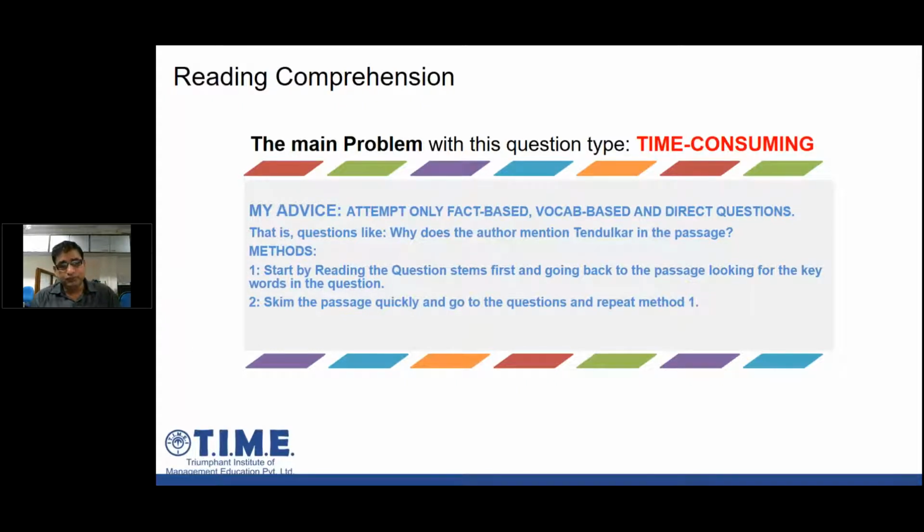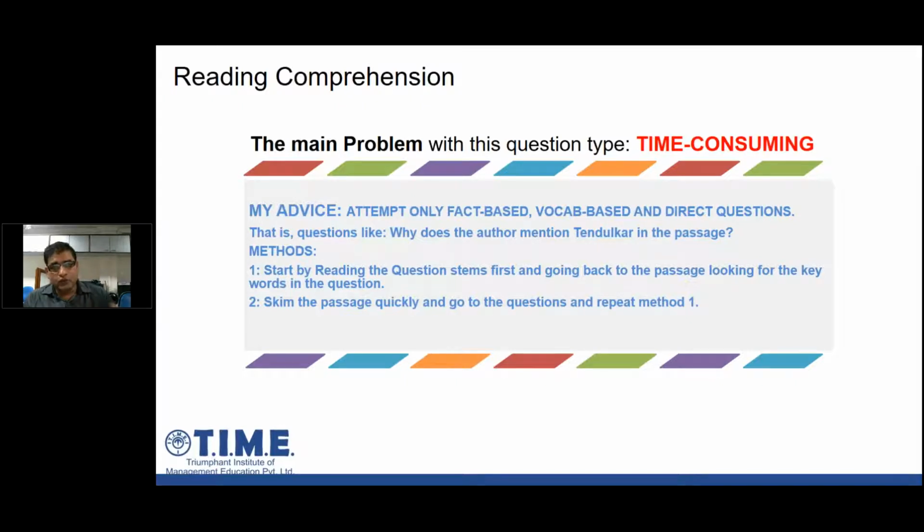So what should we do? My advice is very simple. Attempt only fact-based, vocab-based, and direct questions. Do not venture into attempting theme-based, central idea-based, or inference-based questions, because they require, as I said, deeper understanding of the passage, and that takes more time.